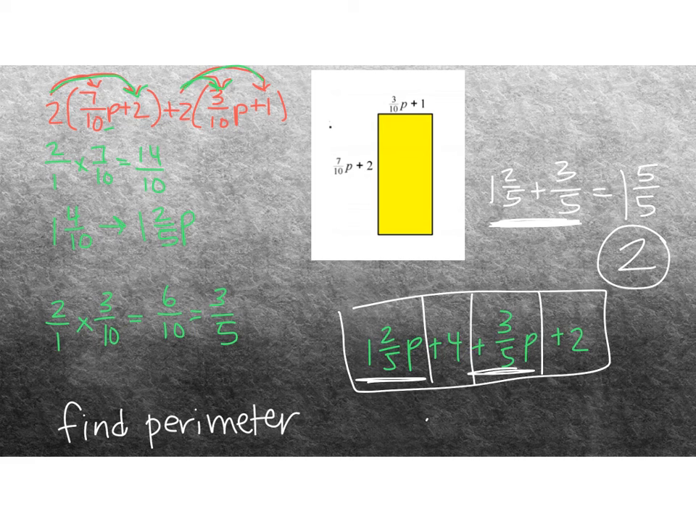So I get 2p plus, and then I do have my constants here, 2 and 4. I can combine. 2 plus 4 would give me 6. So 2p plus 6 would be my answer.